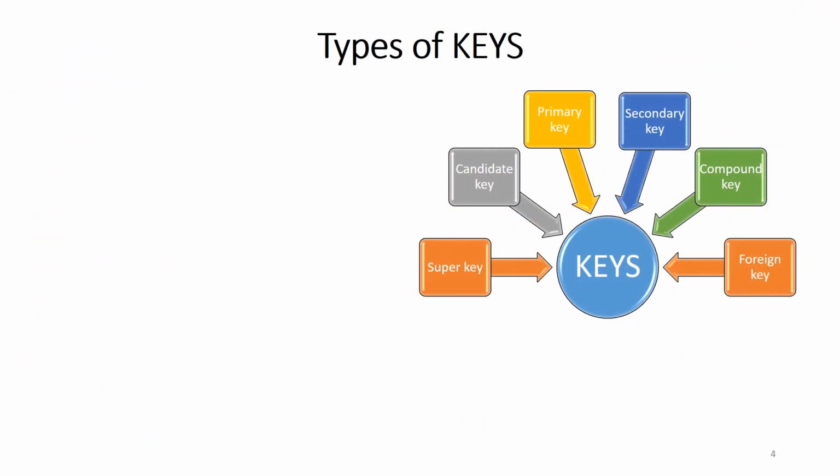So while talking about types of keys, guys, we have 6 types of keys: super key, candidate key, primary key, secondary key, compound key, and the foreign key. Guys, I have seen a lot of videos and read a lot of books, but you can get confused by reading so many keys, and you can also get confused about how you can use attributes in these different types of keys.